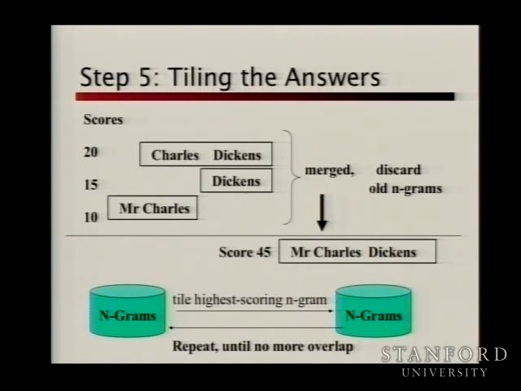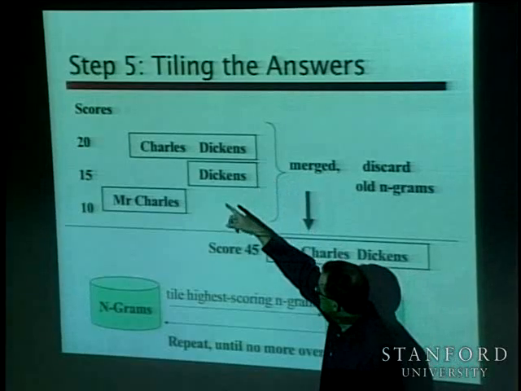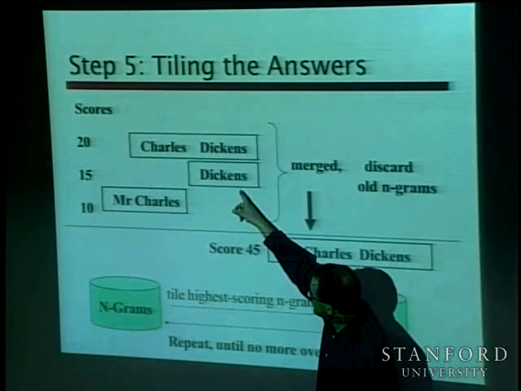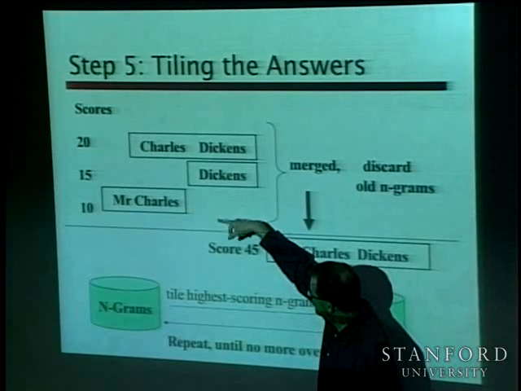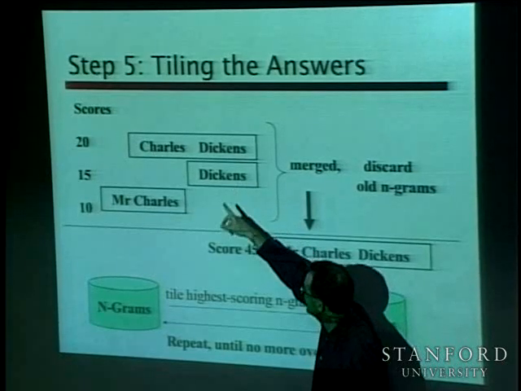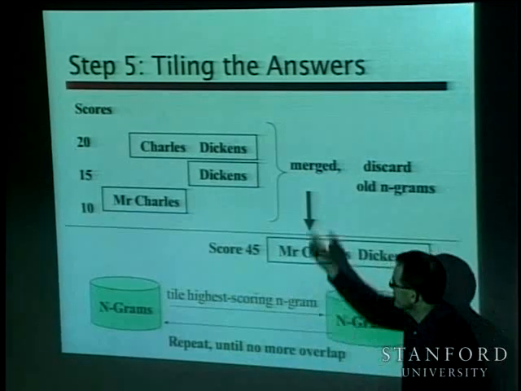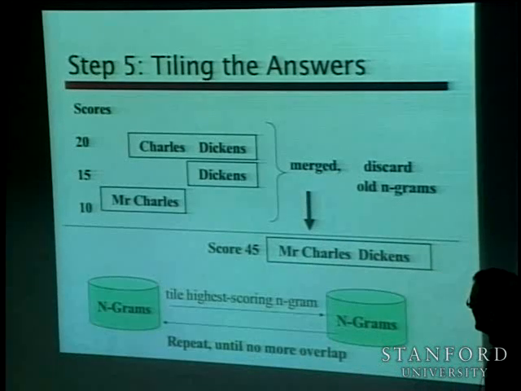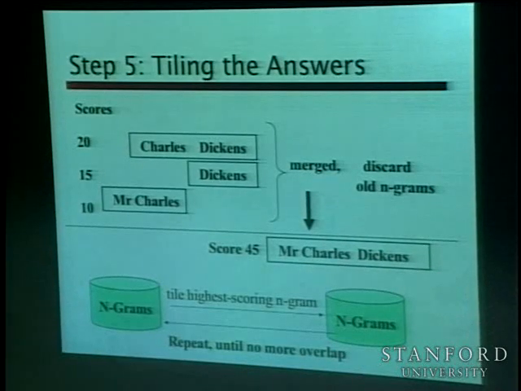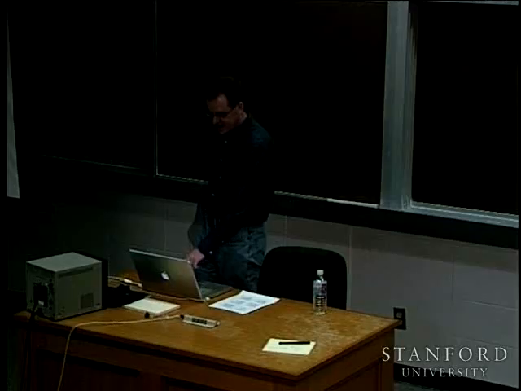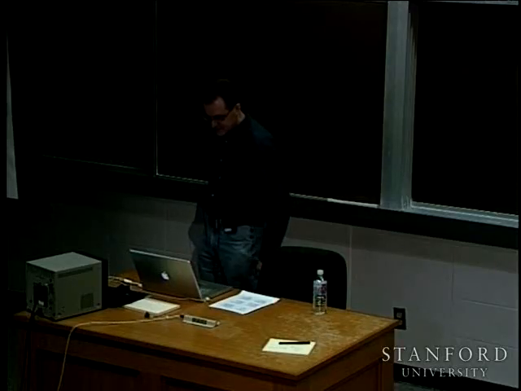So here if we have Charles Dickens 20 times, I guess my example's broken since Dickens is here occurring fewer times than Charles Dickens, whatever. You get the subsequences of them, you can tile them together to get an answer of Mr. Charles Dickens, and then you sum the scores, and that gets your support.